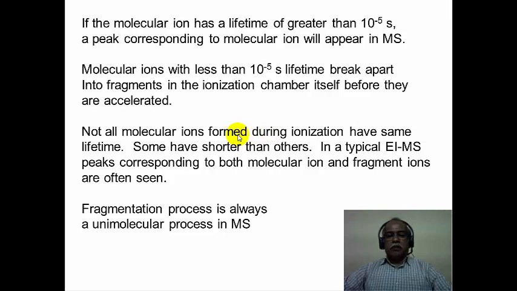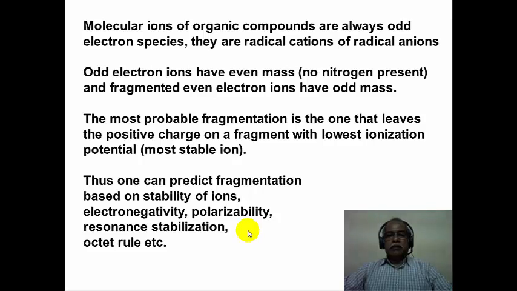Fragmentation is always a unimolecular process because the concentration of the gas phase ions is so low that intermolecular collision is very unlikely. That is the reason one says the fragmentation process is always a unimolecular process under mass spectrometry conditions.